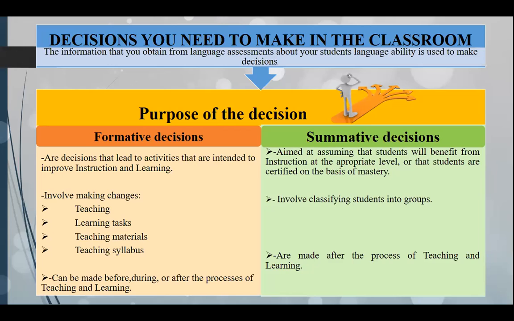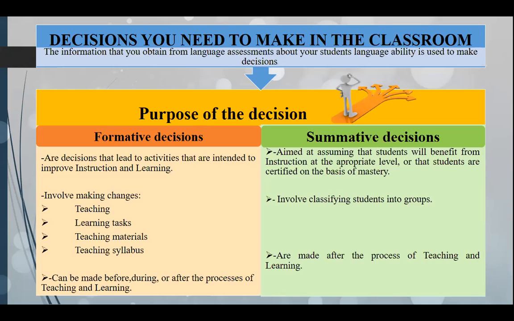The formative decisions involve making changes. For example, in teaching, if I am a teacher using a specific method, and today I give a test and all the results are bad, I'm going to change my methodology. And this decision can be made during or after the process of teaching.